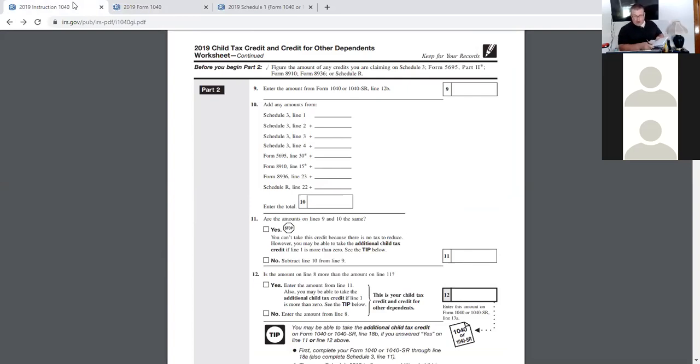And then line 11, are the amounts on lines 9 and 10 the same? Well, 4,649 is not the same as 0, so no. So subtract line 10 from line 9. And so for line 11, again, pretty easy. 4,649 minus 0 is 4,649. That's what we're going to enter on line 11.